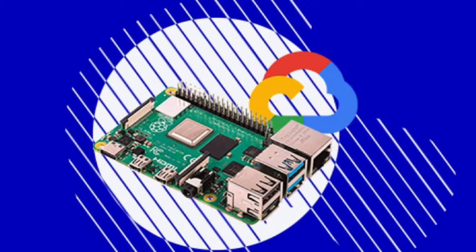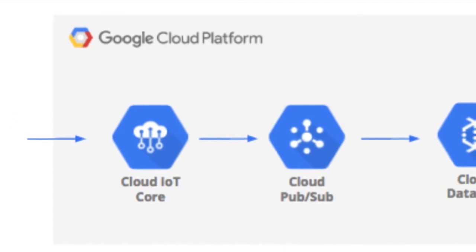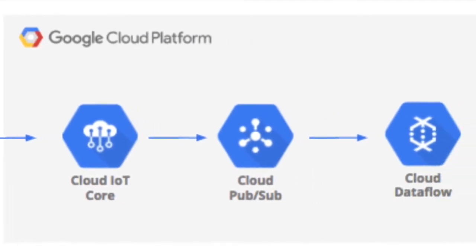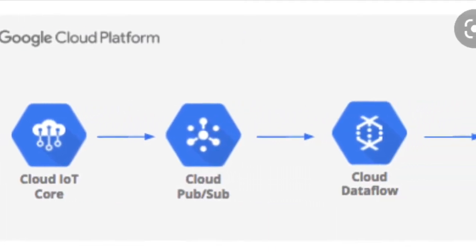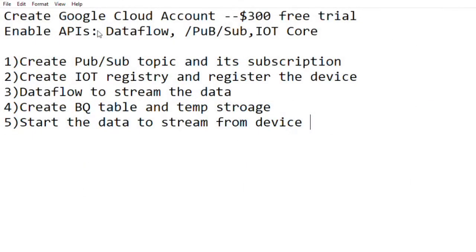In this video, I'm going to stream the sensor data to the Google Cloud platform using our Raspberry Pi. Here I'm not going to read the actual sensor data, instead I'm going to do a simulation. So I'm going to use Python code which will create some random values and stream the data to the cloud.